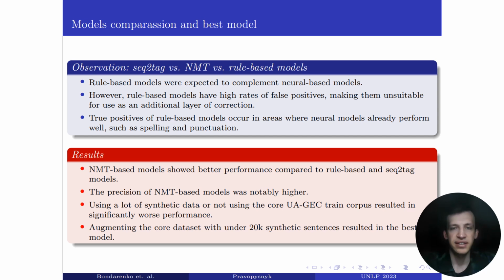Using a lot of synthetic data, or not using the core UA-GEC trained corpus, resulted in significantly worse performance. So it helps us to identify the fact that we might want to make use of a mixed dataset, which makes use of human annotated data and synthetically generated data. We augmented the core dataset with under 20,000 synthetic sentences, and that resulted in the best performance.